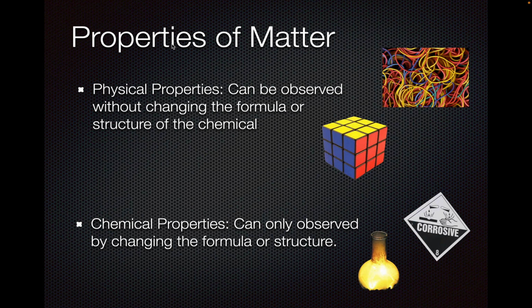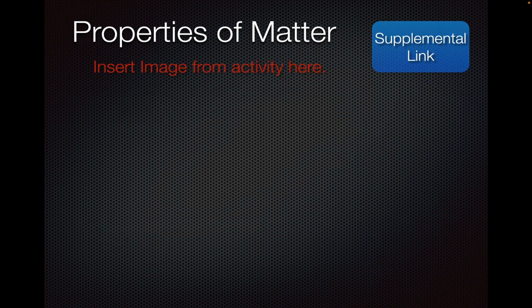When we look at properties of matter, we want to talk about physical properties versus chemical properties. Okay, so physical properties are things that can be observed without changing the formula or the structure of the chemical. So things like elasticity, color, hardness, those are examples of physical properties. Chemical properties are things that you must observe by changing the chemical. So that's things like how corrosive something is or how flammable something is.